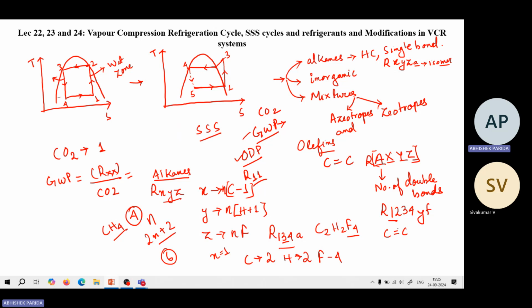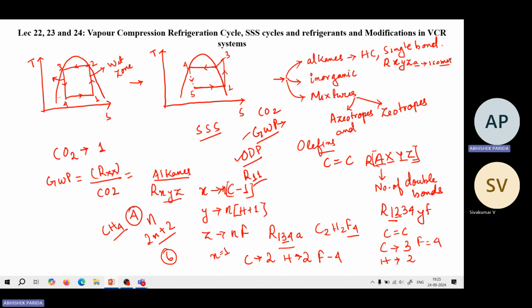And then the same thing goes for the 2, 3, 4. 2 means the number of carbon atoms minus 1, so the number of carbon atoms here will be 3. Then for 3, the hydrogen will be 2 and fluorine will be 4. Okay. And here also you can find out the maximum number of bonds that it can form, and from there you can find out how many chlorine atoms are attached.